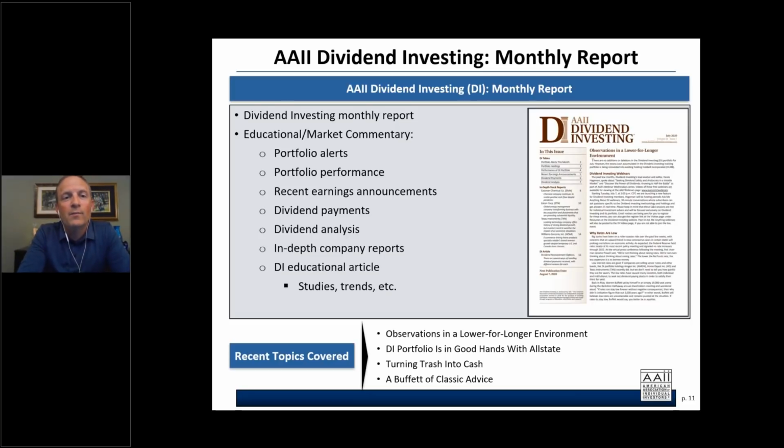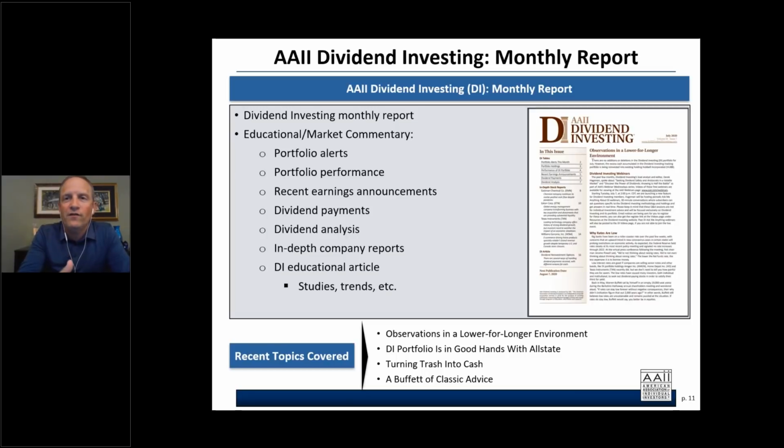What else is covered in the monthly report? We give a listing of the recent earnings announcements, how companies' actual earnings came in against the consensus earnings estimates. So did they beat earnings? Did they miss earnings? We highlight that in the monthly report. We also look at dividend analysis and some of the characteristics.